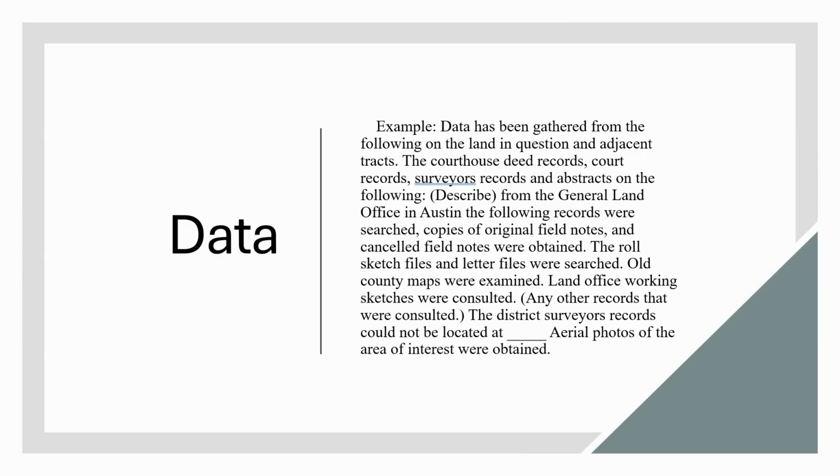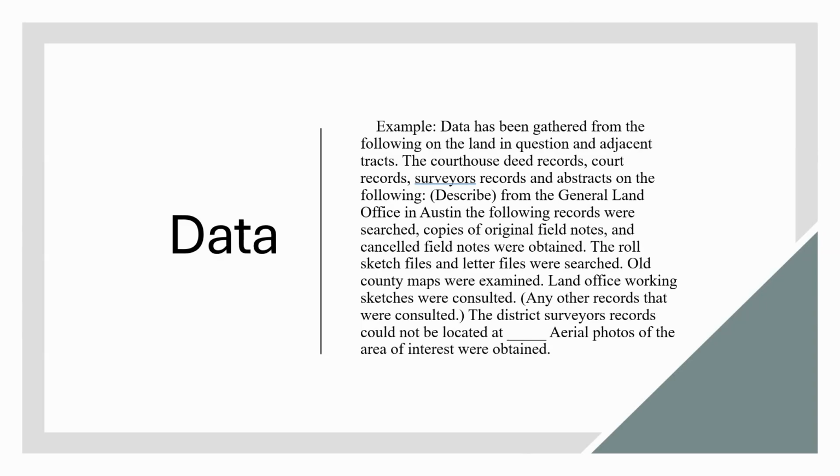And you're going to have that quick recap at the top of your data before you go into each one. And that might look something like this. The data has been gathered from the following on the land in question and adjacent tracts. I have my courthouse deed records, I have court records, I have survey records and abstracts and the following. We include descriptions from the General Land Office, following records searched, copies of original field notes. Are they canceled field notes that were obtained from past landowners or surveyors that have done previous retracements?